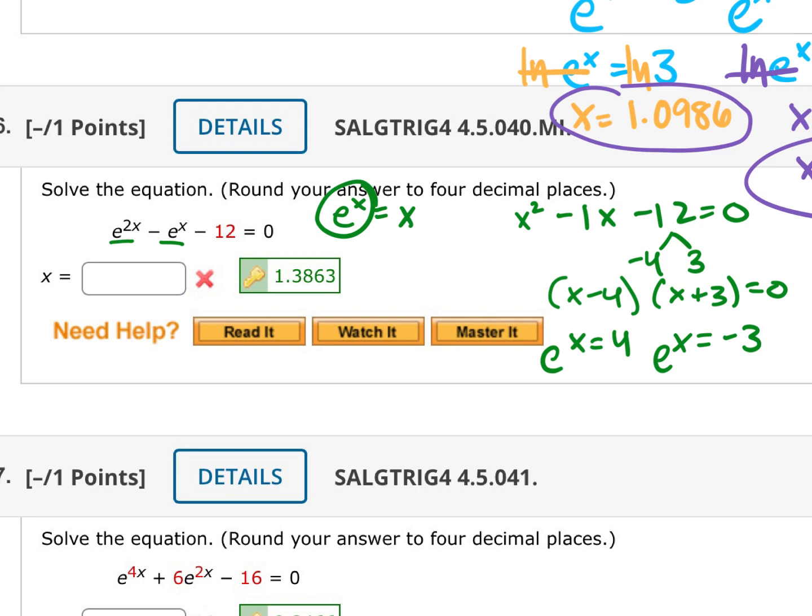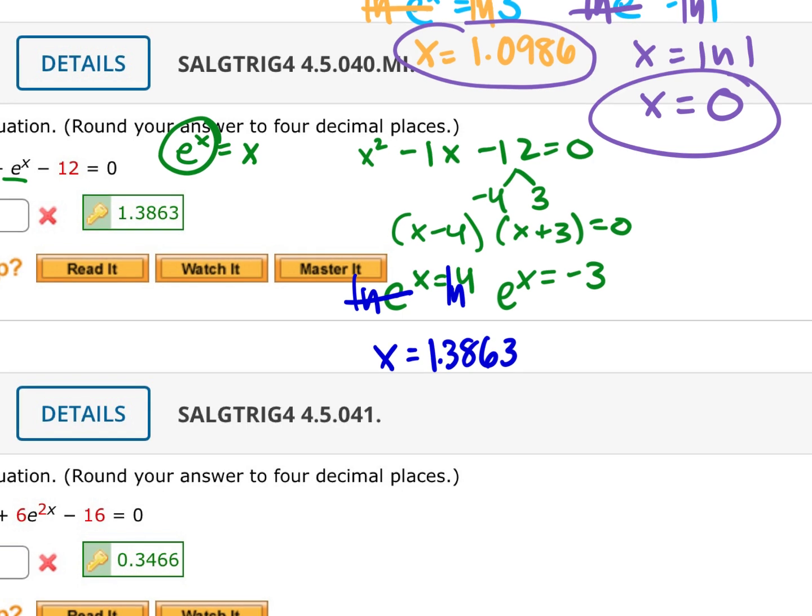What do I do to get rid of the e? How would I solve from here? If we have e to the power of x is equal to 4, take the ln of both sides, just like the last one. So ln of e cancels, and we're left with x is equal to the ln of 4. So the ln of 4 would be 1.3863.